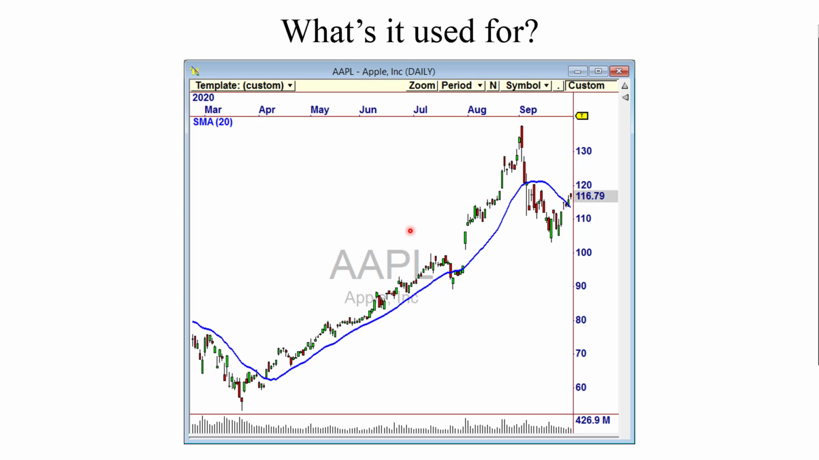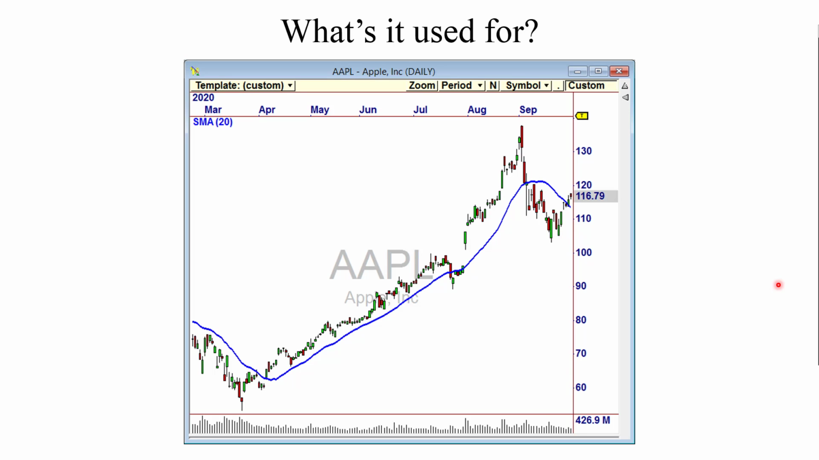All right, now it also helps us to determine trend direction. And if we look up to the top here in September of 2020, we can see that Apple fell through its 20-period moving average, meaning that it is no longer trending upward and begins to trend downward at that point.